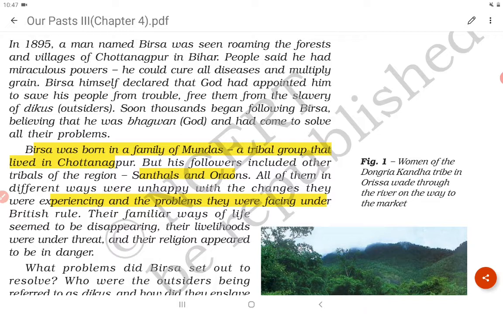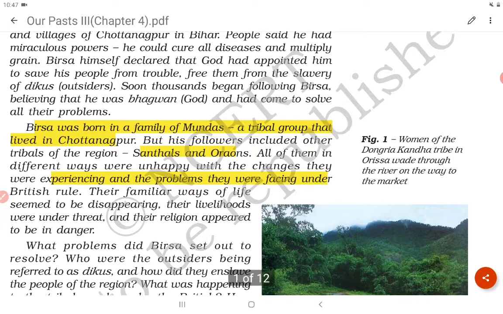All of them in different ways were unhappy with the changes they were experiencing and the problems they were facing under British rule. Their familiar ways of life seemed to be disappearing. Their livelihoods were under threat, and their religion appeared to be in danger.